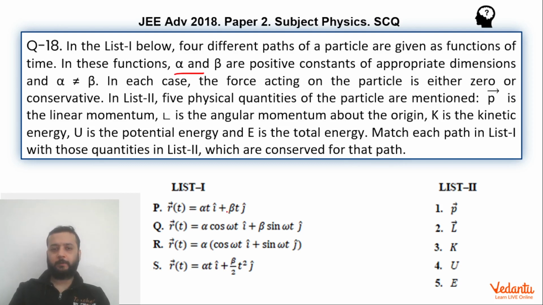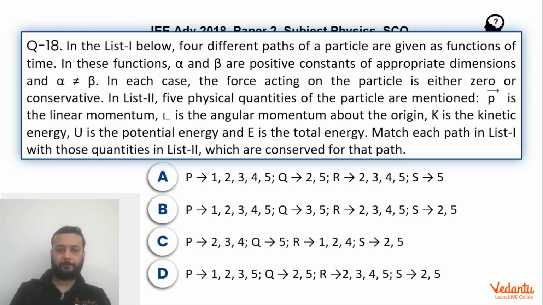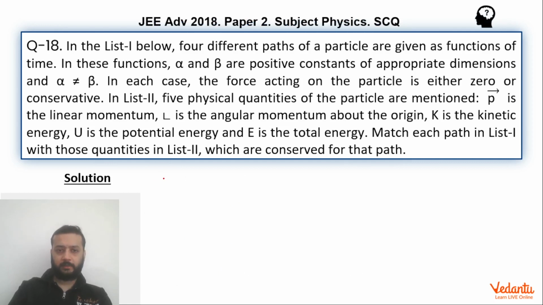So if you talk about entry P, r equals alpha t i cap plus beta t j cap. Alpha and beta are positive constants here. So it is very easy to see that here the velocity is constant, alpha i cap plus beta j cap. We differentiate the position vector with respect to time and we get velocity. So velocity is constant, that means acceleration is zero. So in this case force is zero.